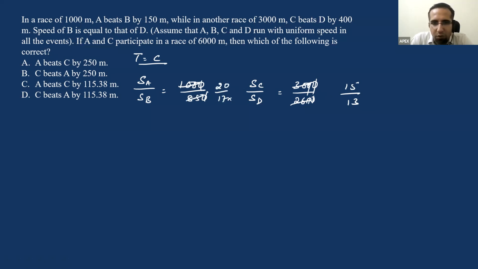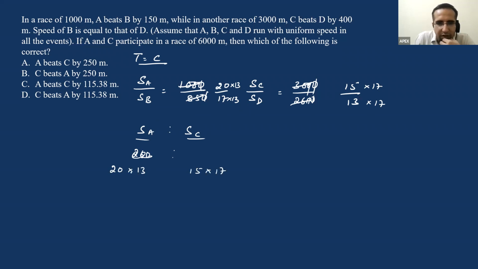So if I need to make B equal to D, I'm multiplying by 13, I'm multiplying by 13, I'm multiplying by 17, I'm multiplying by 17. So we have speed of A is to speed of C. This is equal to 260 and this is equal to how much, guys? Or you can simplify this, no? If I'm talking about the ratio, 20 into 13 is to 15 into 17.